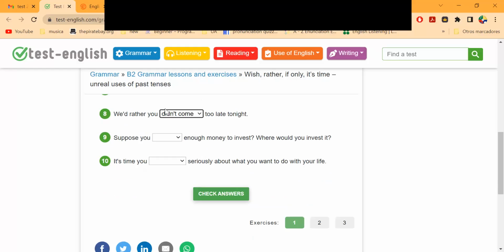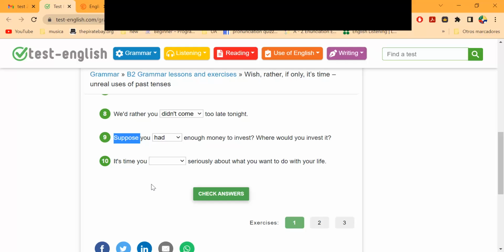Present, future, past. Suppose you had enough money to invest. Where would you invest it? Esto es como el segundo condicional. Esto funciona igual que el segundo condicional, el suppose. Acá tenemos el would y al otro lado se construye con el pasado, ¿no es cierto? El suppose es básicamente lo mismo que if. If you had enough money to invest, where would you invest? Eso es second conditional.